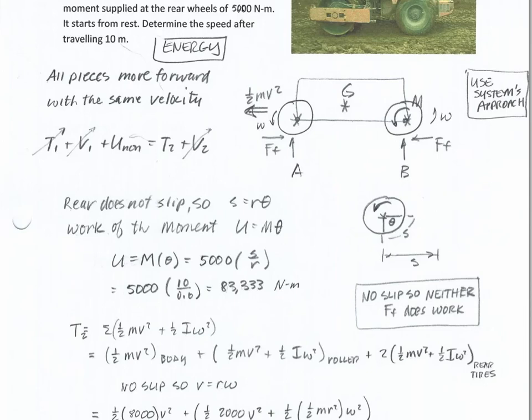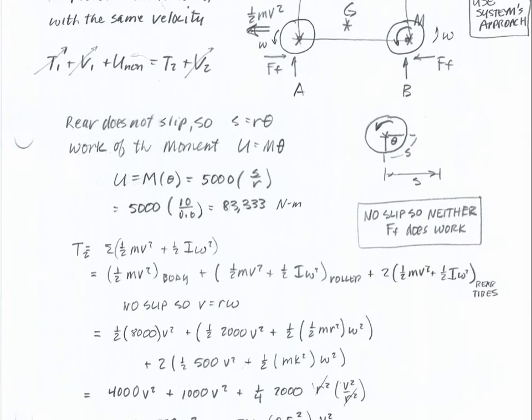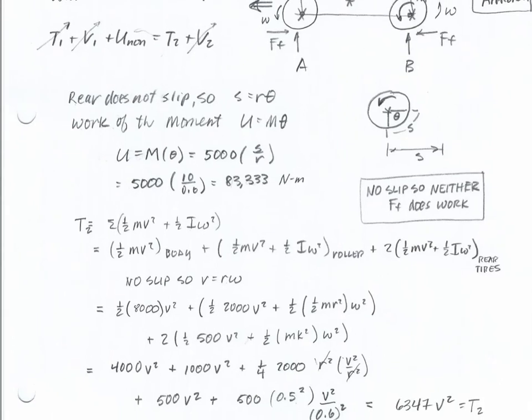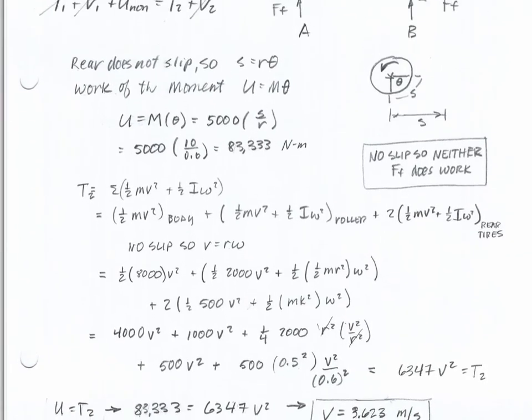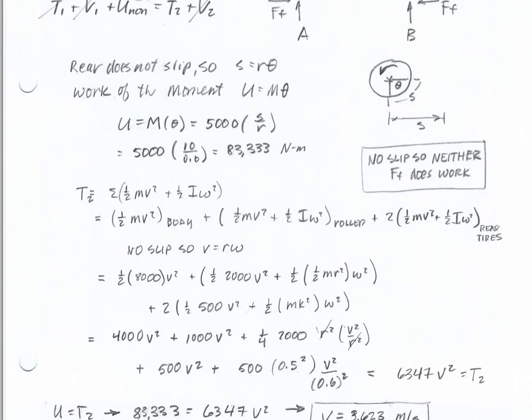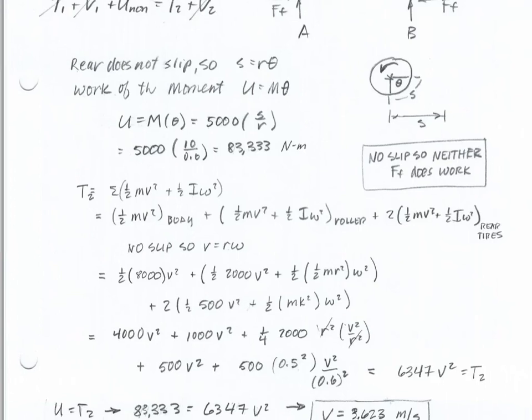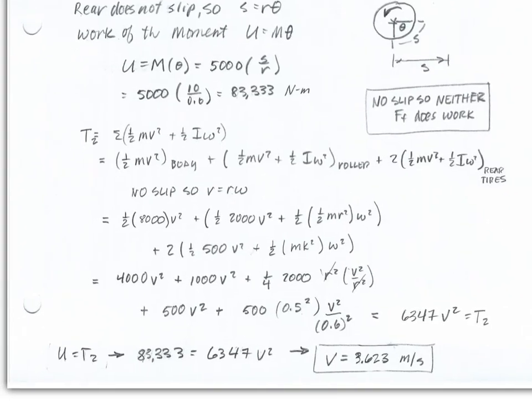When we get done with all that work, we're going to have some combination of rotational and translational kinetic energies. So all I'm going to do here is solve this for T2. I have 1/2 mv squared of the body, plus 1/2 mv squared of the front roller, plus 1/2 I omega squared of the front roller, plus 2 times 1/2 mv squared of the rear tires, plus 2 times 1/2 I omega squared of the rear tires. You can plug all those things in there and find the number when we solve for this.